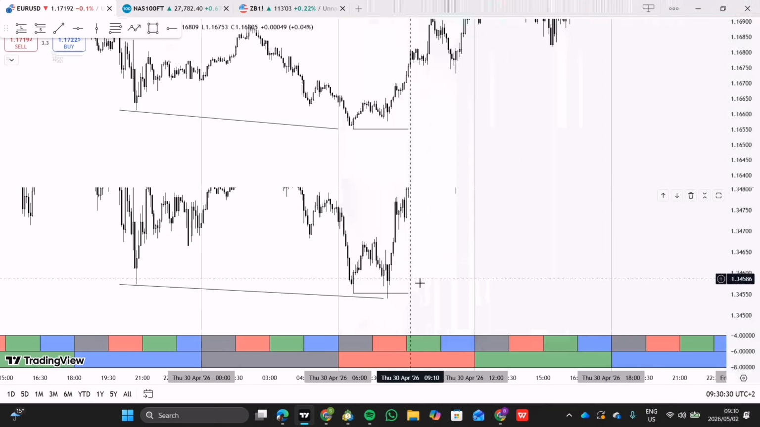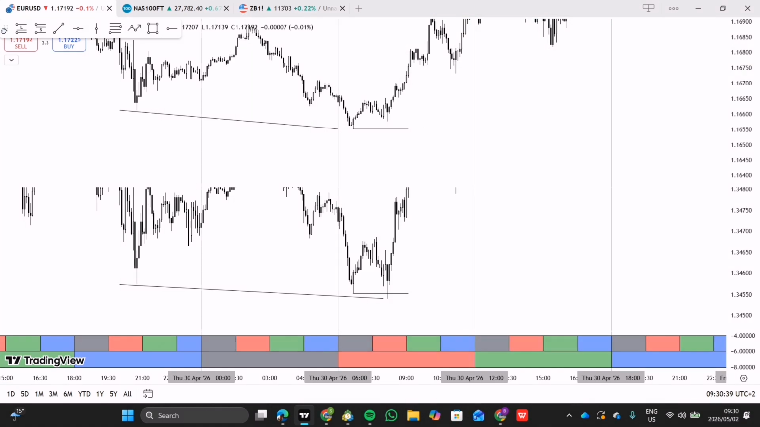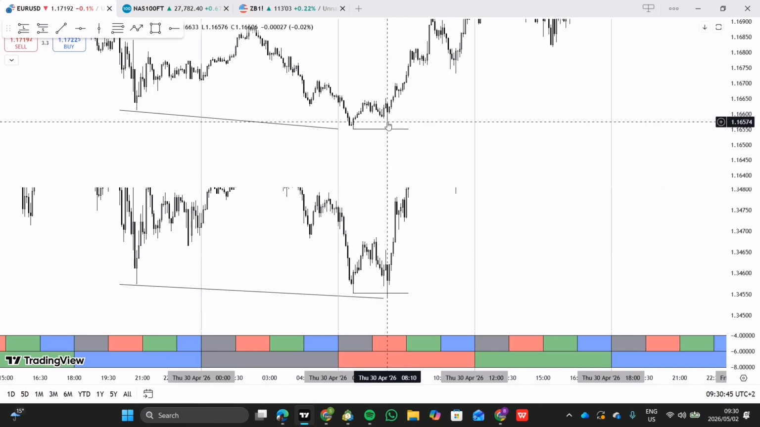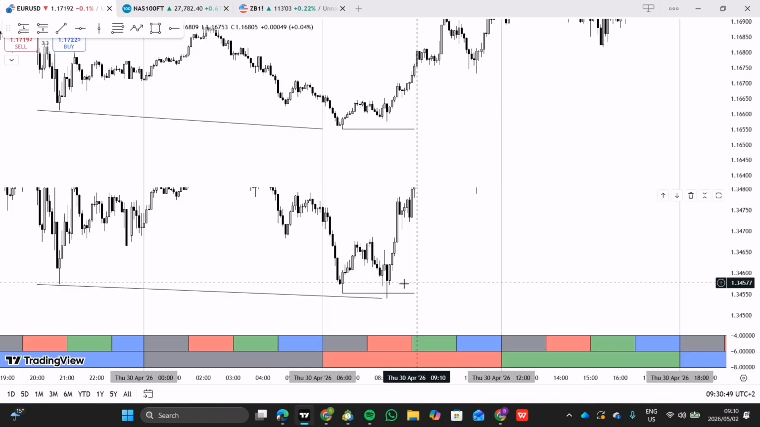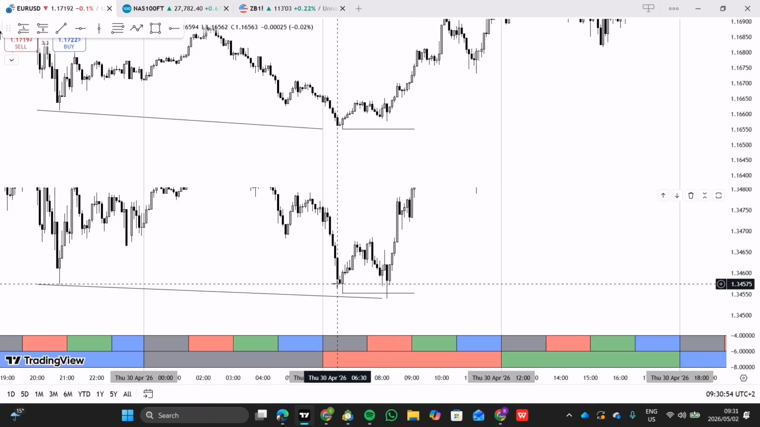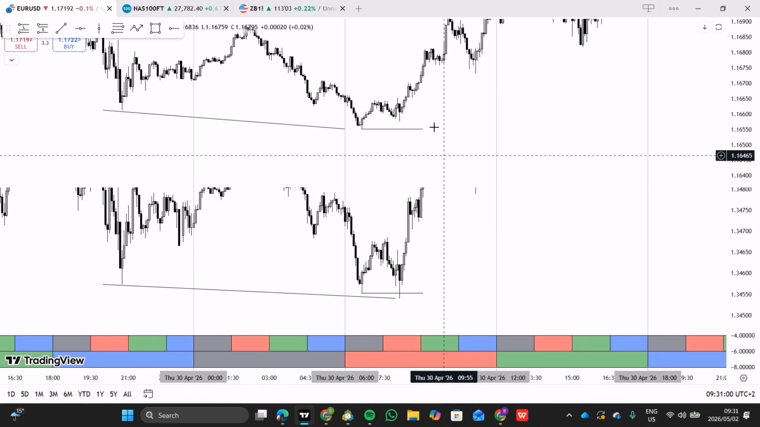So right over here, we had no body closure, and that was perfect. Okay, I'll be telling you when you need a body closure and when you don't need a body closure. Here we had no need for a body closure below this previous low, or previous body closure right over here. We had no need for a body closure right over there.